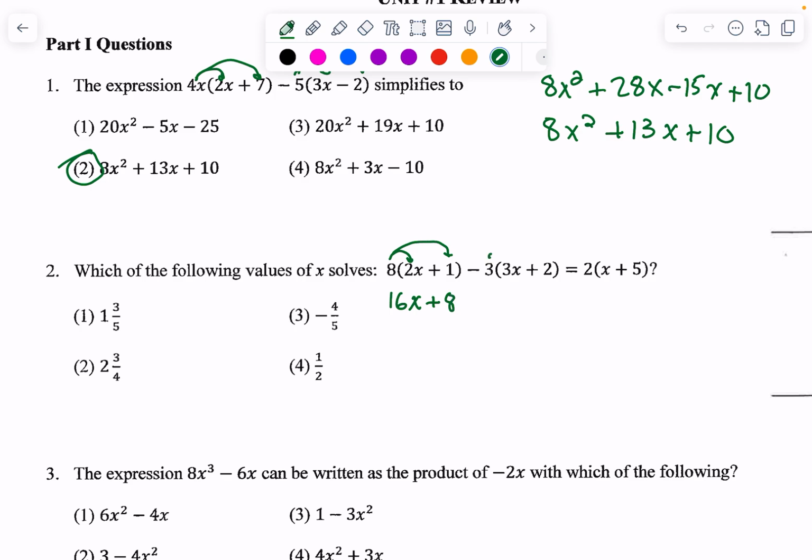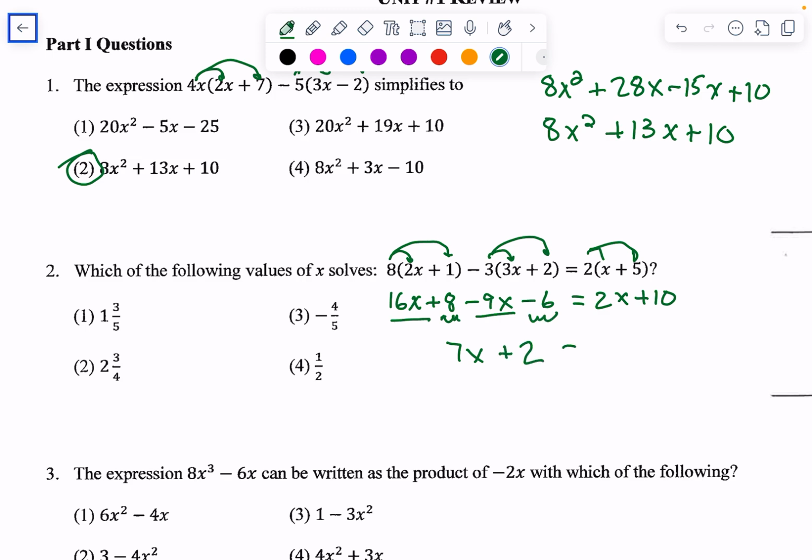All right, negative 3 times 3x is minus 9x. And negative 3 times 2 is minus 6. And this is equal to 2x plus 10. All right, so I could put the 16x together with the negative 9x, and I get 7x. And then the 8 and the negative 6, 8 minus 6 is plus 2. This is equal to 2x plus 10.